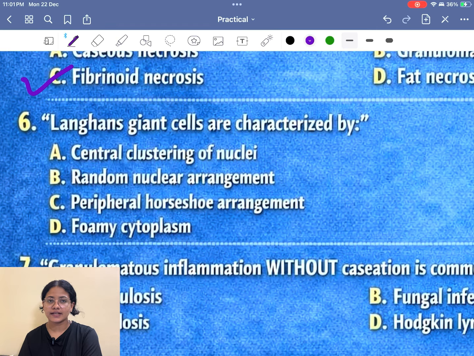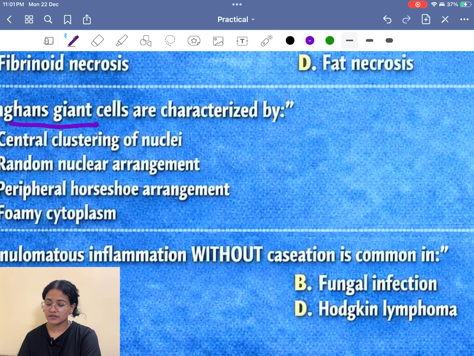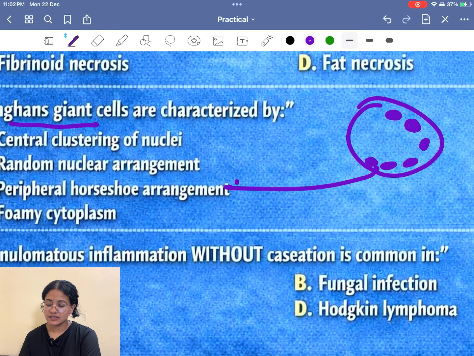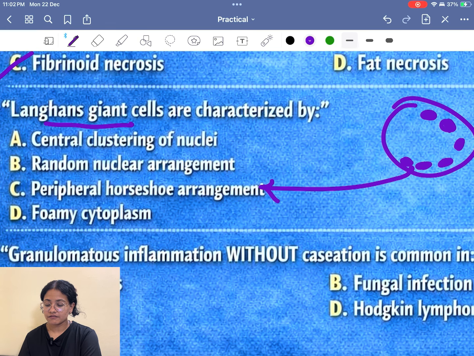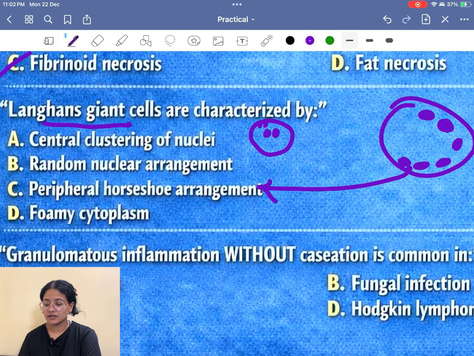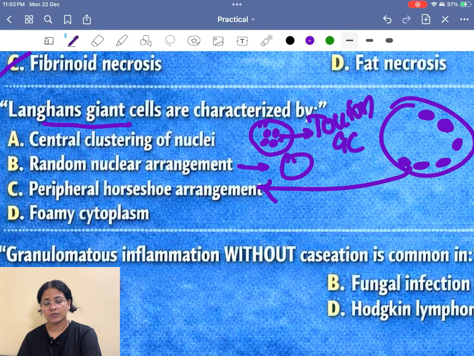Next, Langhans giant cells are characterized by, again I've made a video or a reel on the types of giant cells, which is very important. So Langhans type of giant cells, how do you define it? It looks like this. There is a peripheral horseshoe shaped arrangement of nucleus, so that is the definition. But when there is a central clustering of nuclei, this is known as a Touton giant cell, and when there is a random nuclear arrangement, that is defined as a foreign body giant cell.